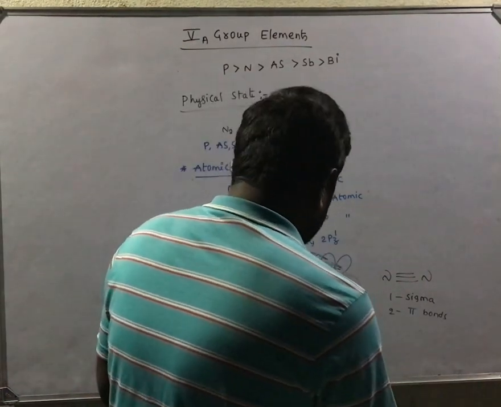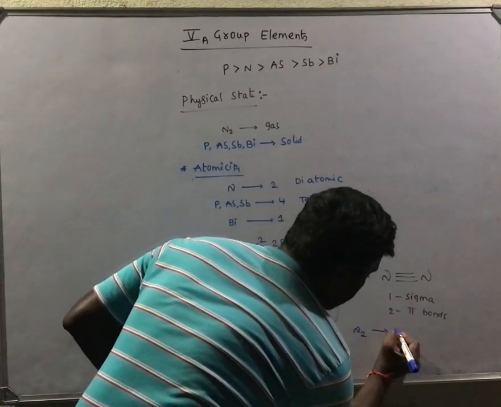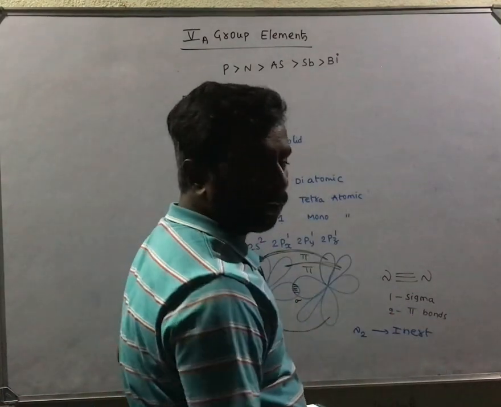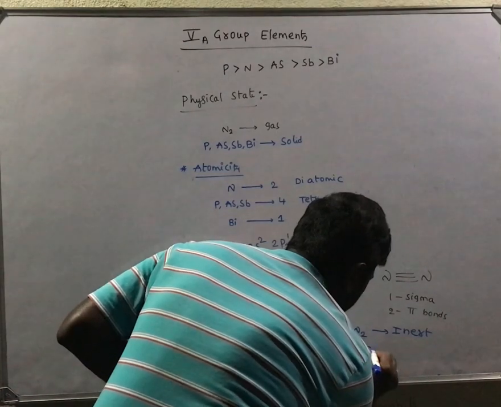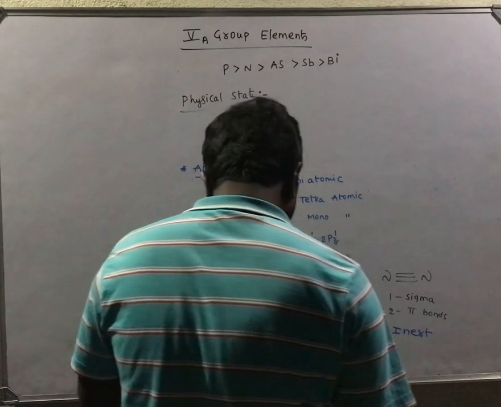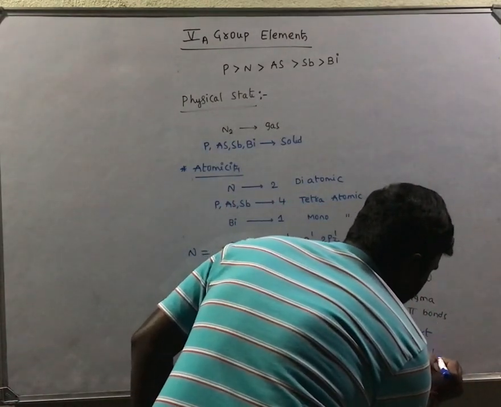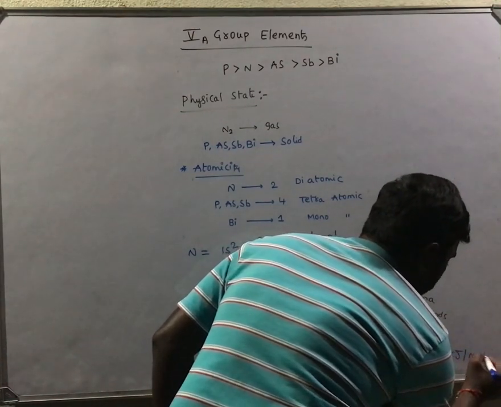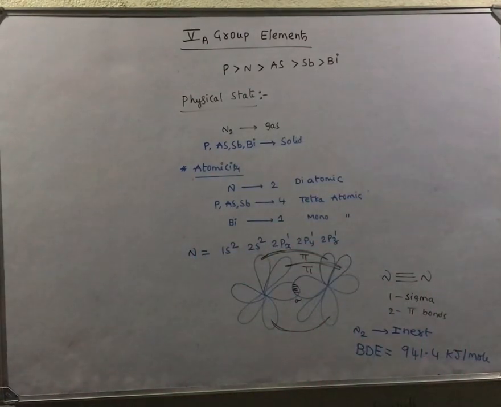So that's why this nitrogen is chemically inert, because of its bond dissociation energy. The bond dissociation energy is 941.4 kilojoule per mole. Due to high bond dissociation energy, the nitrogen is chemically inert. Okay? Next, periodic properties.